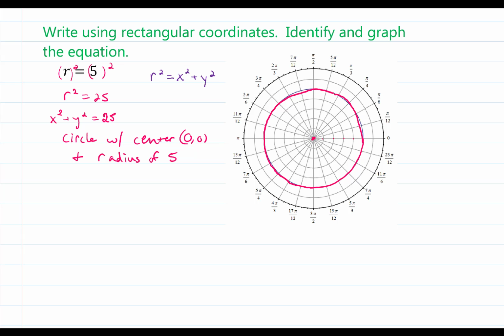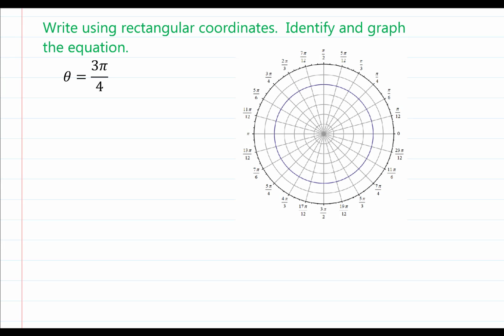So again, if I were to plot the same exact circle in the rectangular coordinate plane, what I would notice is that it's the exact same circle with the exact same characteristics. The center would be on the origin and the radius would be 5 units.